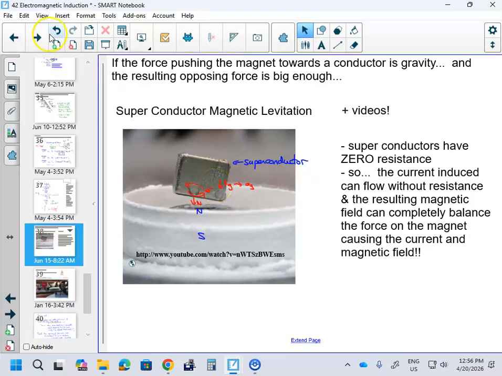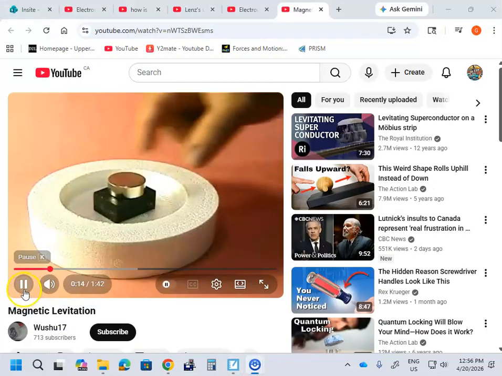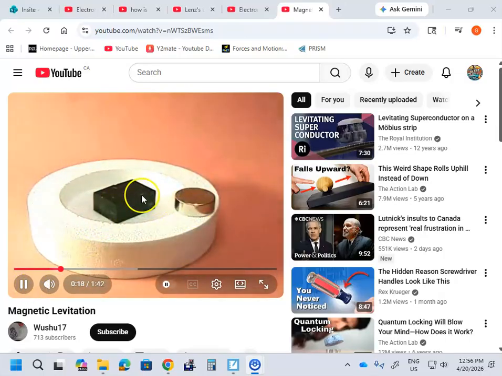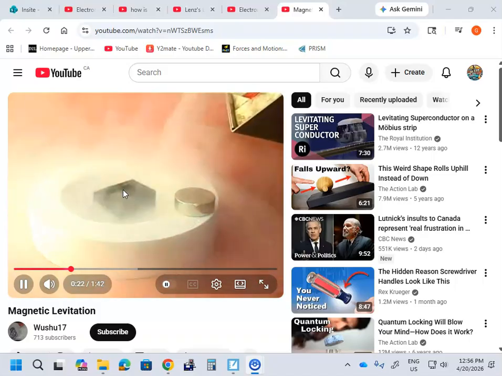Let me just pause quick and I'll get that going. All right, so this is the superconductor here. There's a magnet, and it's showing like it's not attracting to it or anything like that right now.